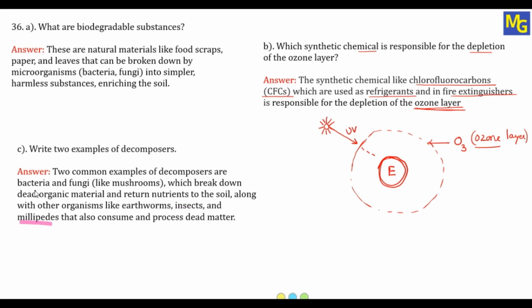So mainly you can write these two in the answer, bacteria and fungi. So this is the answer for question number C. So here we have completed question number 36. Now we'll move to the next question.